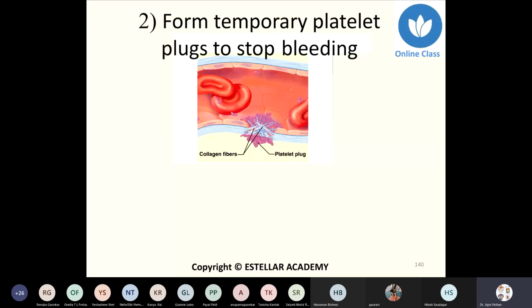The second function is to form a temporary platelet plug to stop the bleeding. They help in clot formation, but before that they stop the bleeding. They come to the site and they stop the bleeding. This is the second function.